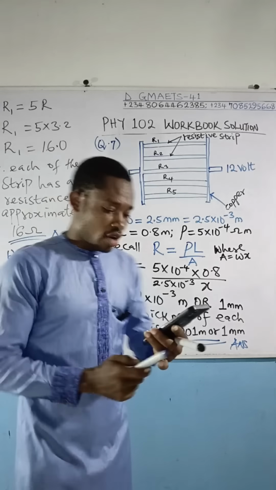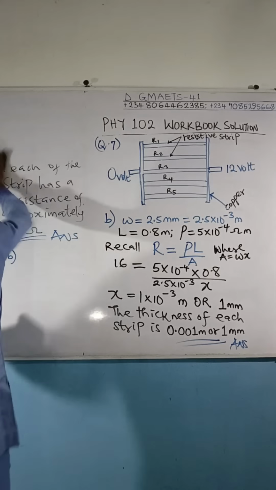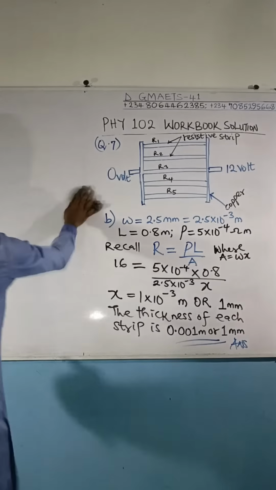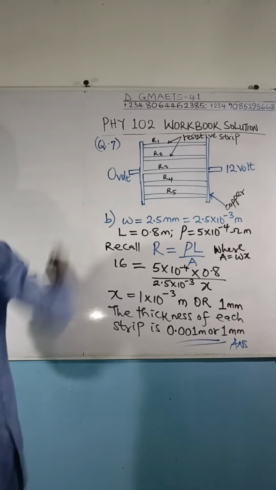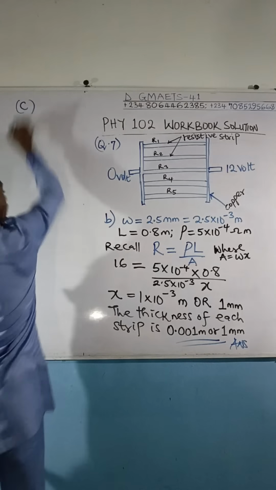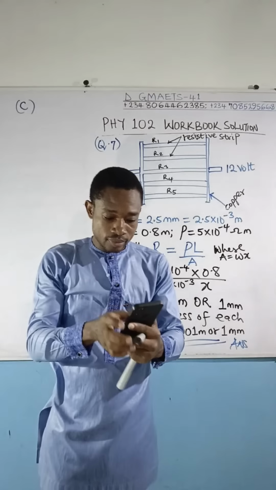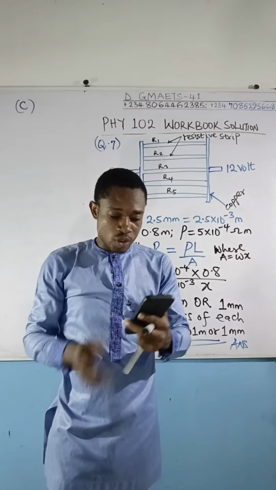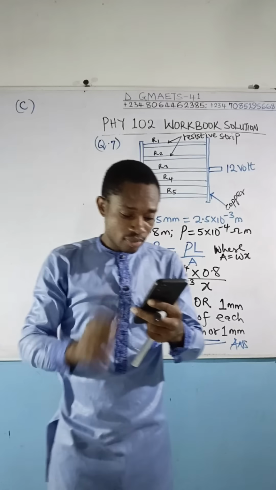All right, let us round off with the C part of the question. That is question 7C. What do we have here in question 7C? Listen as I dictate the question, please.